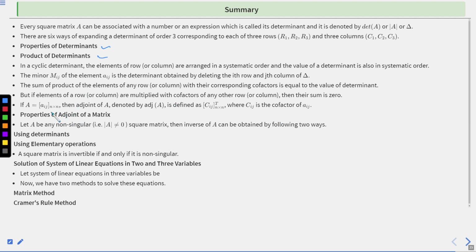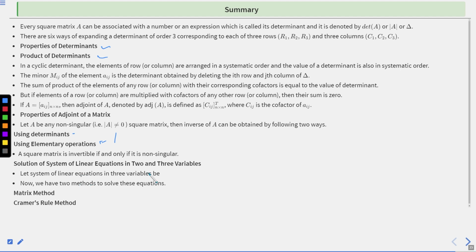Now A is basically [aij] n into n. Then adjoint of A is denoted by adjoint of A, which is [Cij] n into n transpose, where Cij is the cofactor of aij. Now properties of adjoint of a matrix. Let A be a non-singular, that is determinant value of A not equal to 0, square matrix, then inverse of A can be obtained by following two methods. First, using determinant, second, using elementary transformation. Now, a square matrix is invertible if and only if it is non-singular.